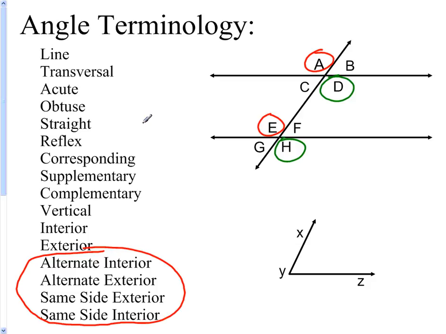But E and G, the ones that are across from each other like that, those are called what kind of angles? Vertical angles. And those are equal to each other. The ones that are corresponding, like A and E, those are equal to each other also, but those are corresponding.